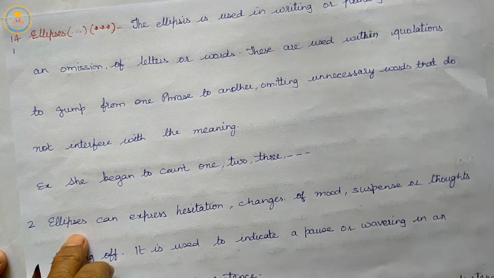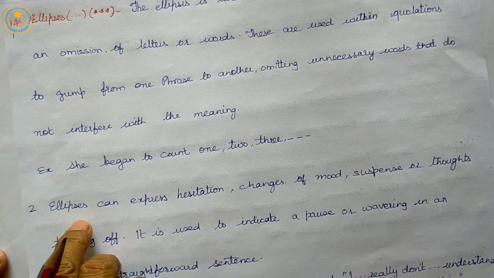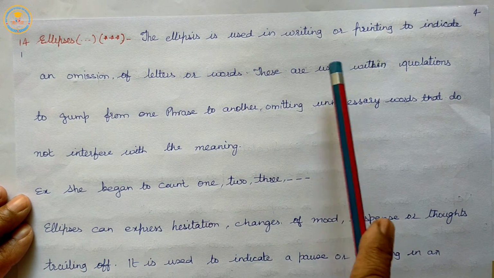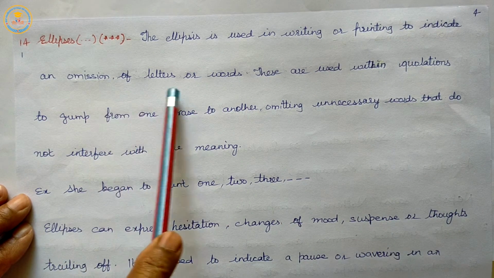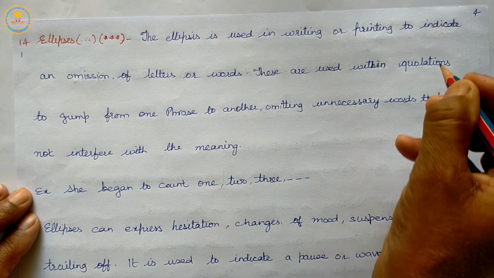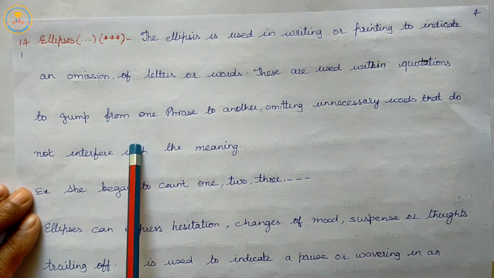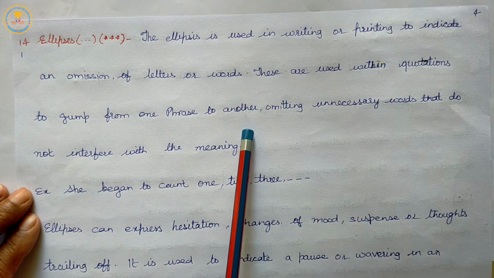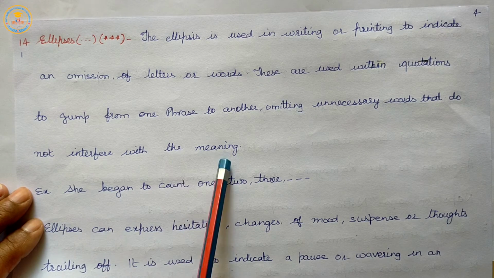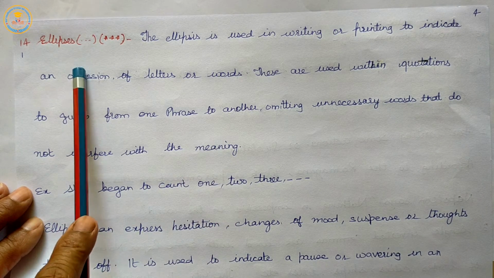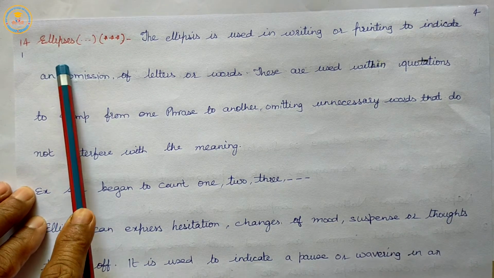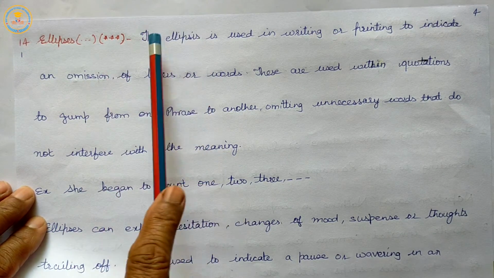Next is ellipsis. The ellipsis is used in writing or printing to indicate an omission of letters or words. These are used within quotations to jump from one phrase to another, omitting unnecessary words that do not interfere with the meaning, and they are used with three dots.